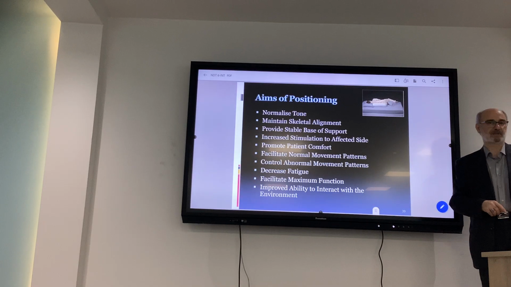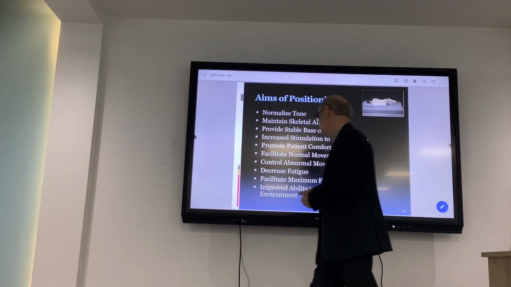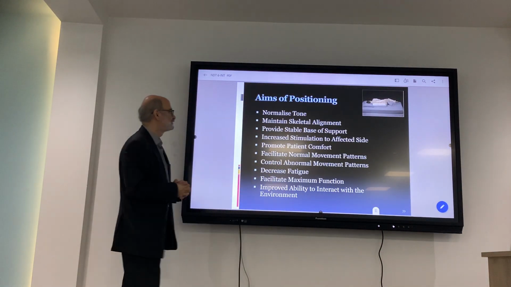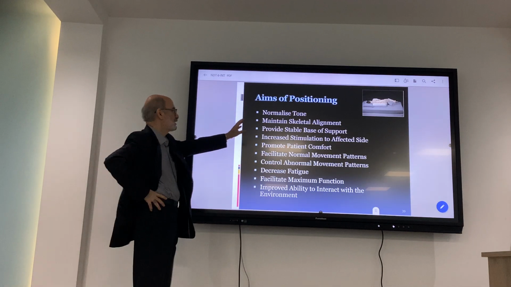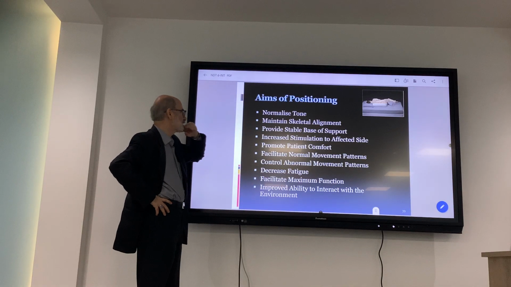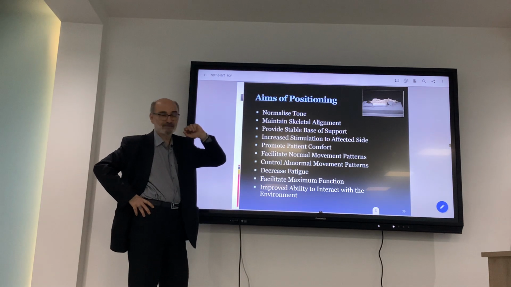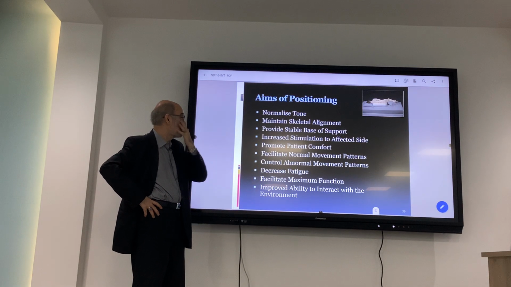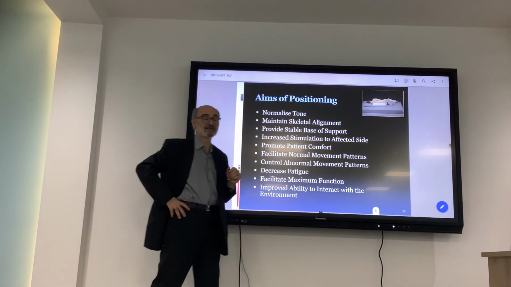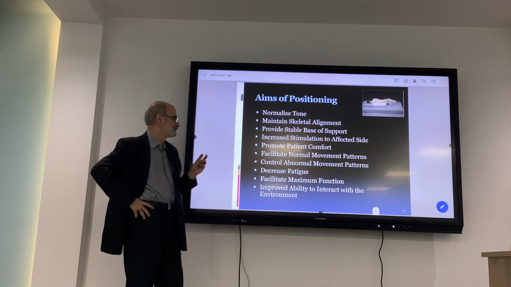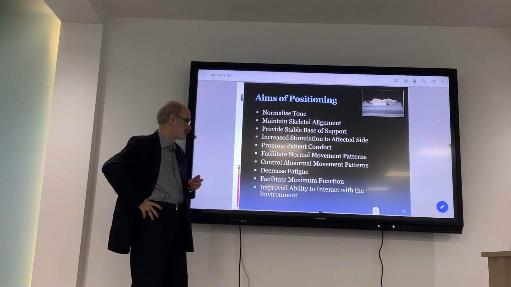Why is positioning important? Why is proper positioning important? With proper positioning, we can control the tonus, to normalize it, to keep the skeletal alignment, to increase the stimulation to the affected side, and finally facilitate the normal movement patterns.